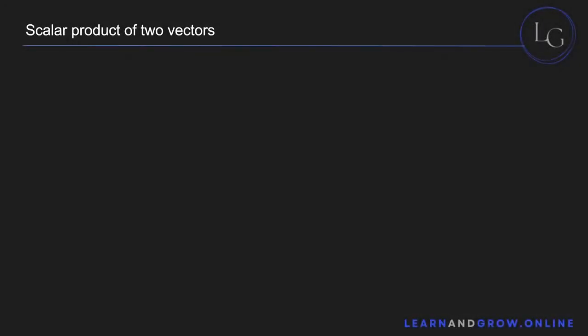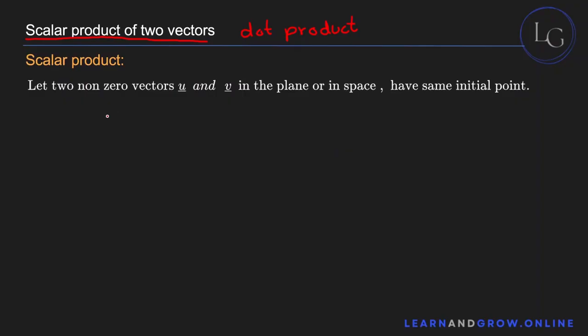Now, this is one of the most important concepts in the whole discussion of vectors, and that's the scalar product of two vectors, also known as the dot product. So here's the thing. The scalar product is basically, first let's discuss what the concept really is.